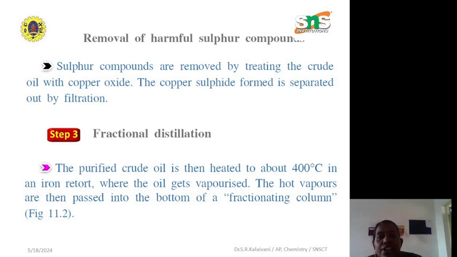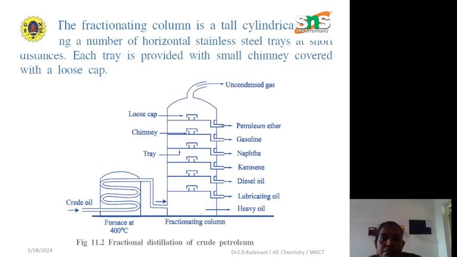Then the next stage is the fractional distillation step. The purified crude oil, that means after removal of the water and suspended impurities and sulfur compounds, is heated to about 400 degrees Celsius in an iron retort, where the oil gets vaporized. The hot vapors are then passed into the bottom of a fractionating column. This is the fractionating column. The fractionating column is a tall cylindrical container having a large number of horizontal stainless steel trays. Each tray is provided with a small chimney with a loose cap.